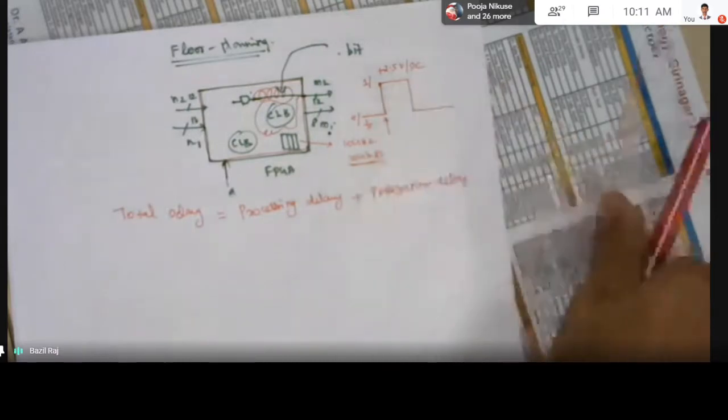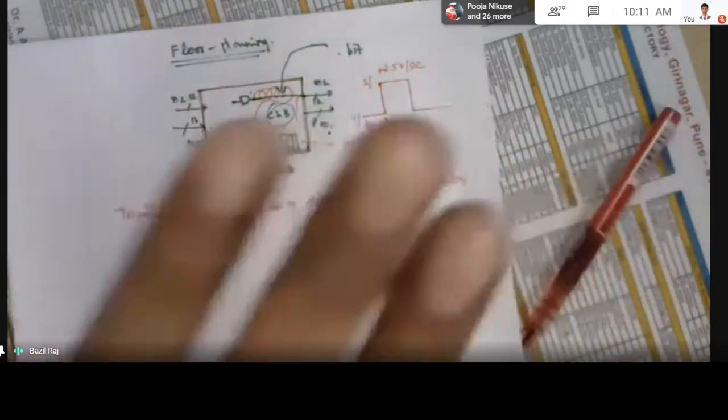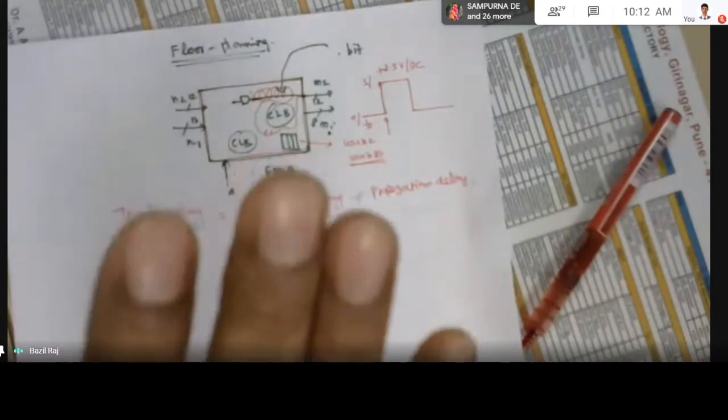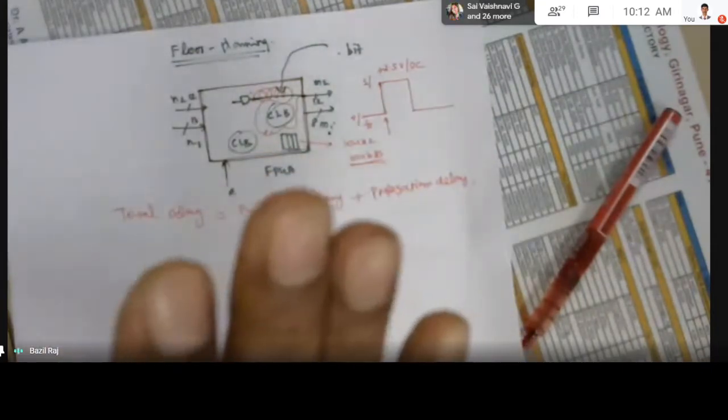Correct? No action happens in real time at 0 seconds. Taking the voltage level from ground to +5 volts, or changing the input from logic 0 to logic 1, and vice versa, logic 1 to logic 0, will never happen in 0 seconds. It will take some time.